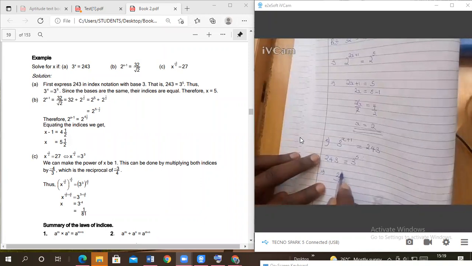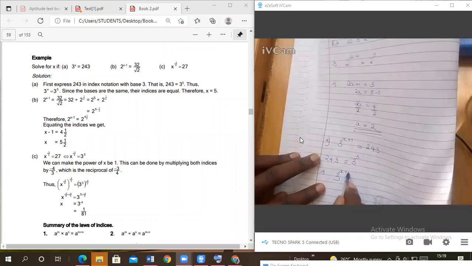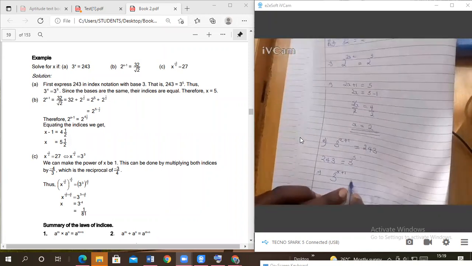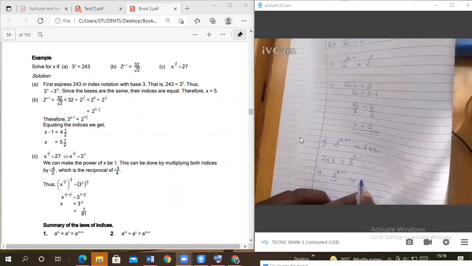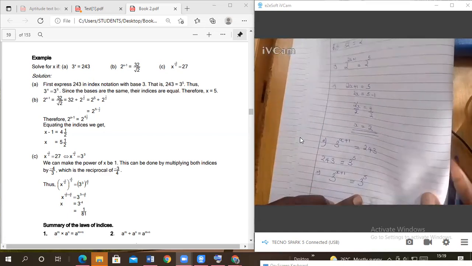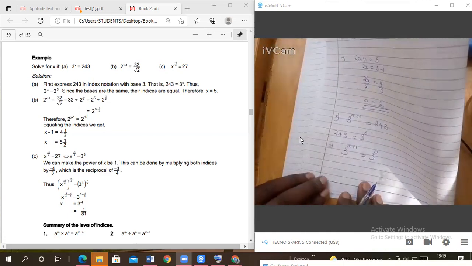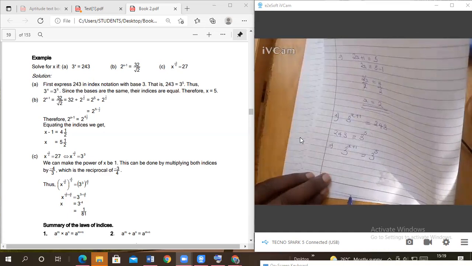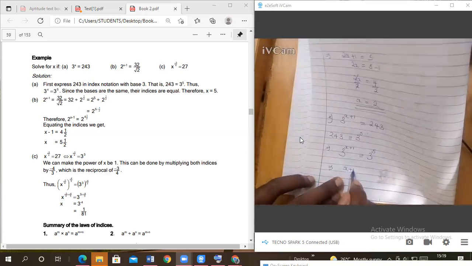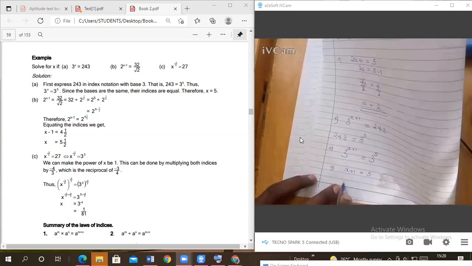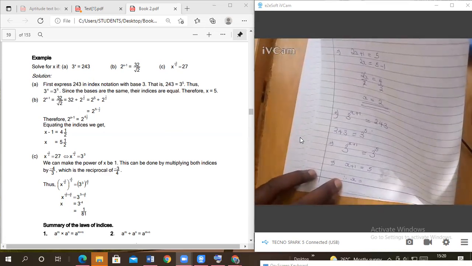3 to the power x plus 1 equals 3 to the power 5. What do we do from there? We equate the powers, which will be x plus 1 equals 5. So therefore, what is x? x equals 4. Excellent.